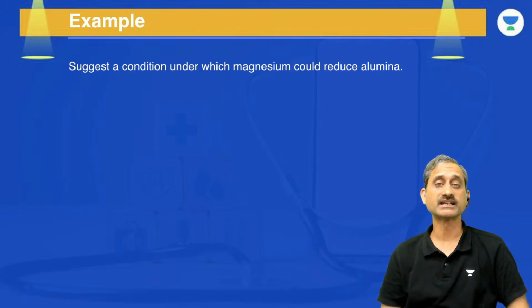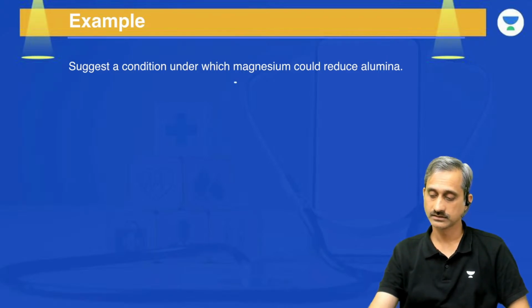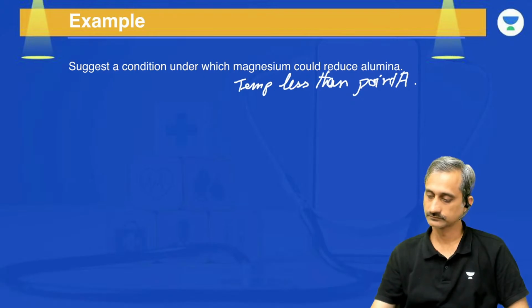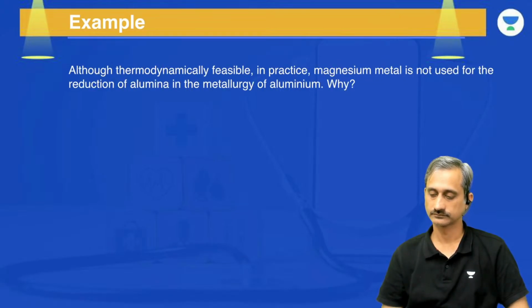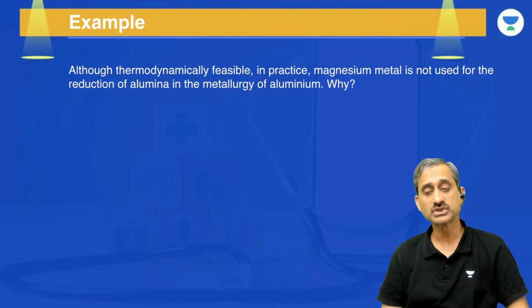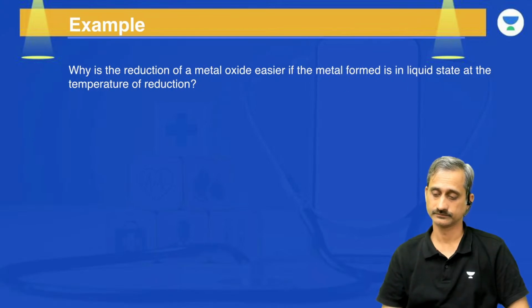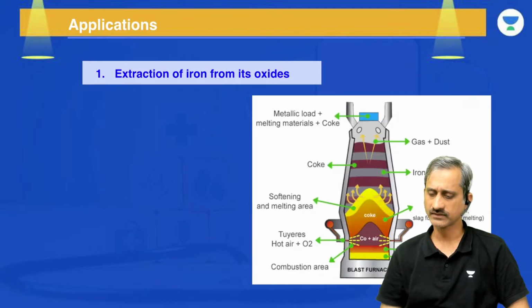Suggest a condition under which magnesium could reduce alumina. It is temperature less than point A. Same reason, as the temperature increases, magnesium's reducing capacity decreases. And there will be an equilibrium which is established between magnesium and aluminium. These answers are given in NCERT.